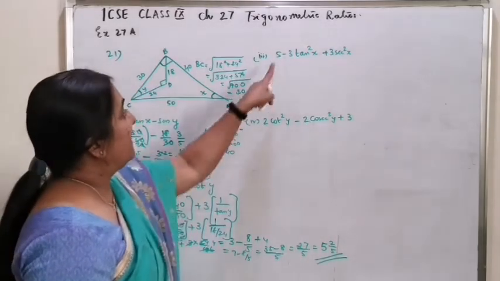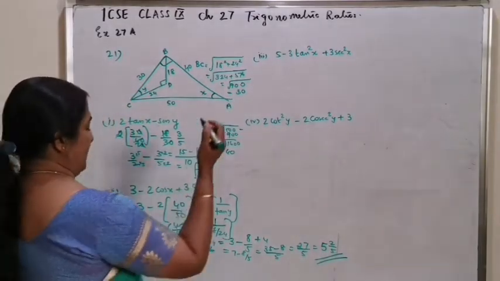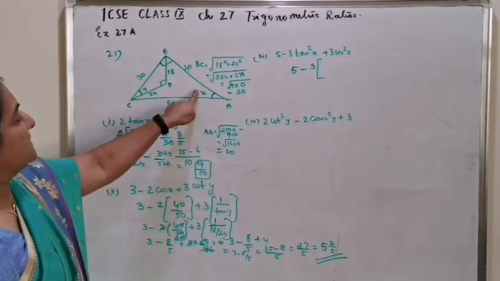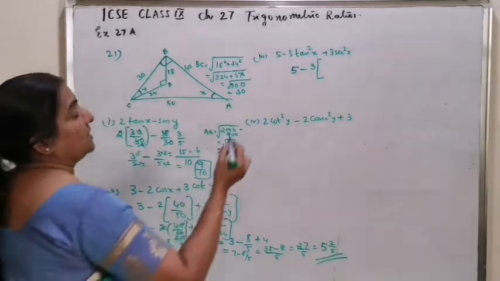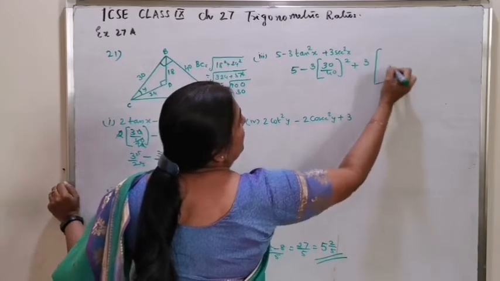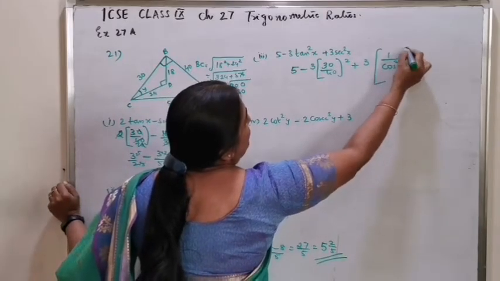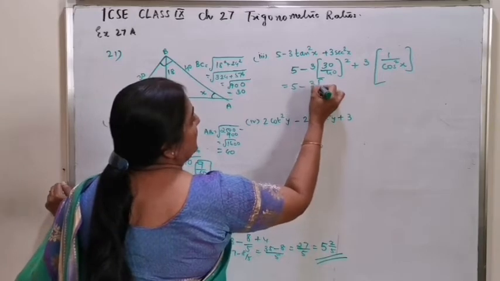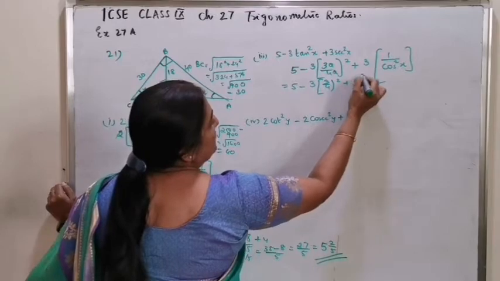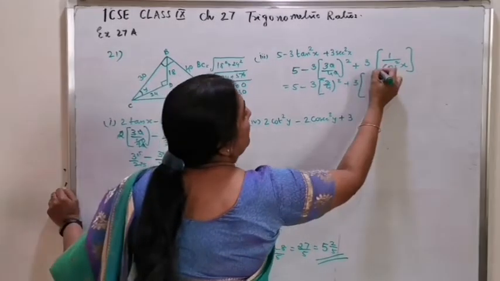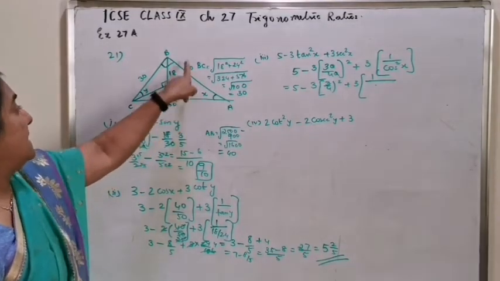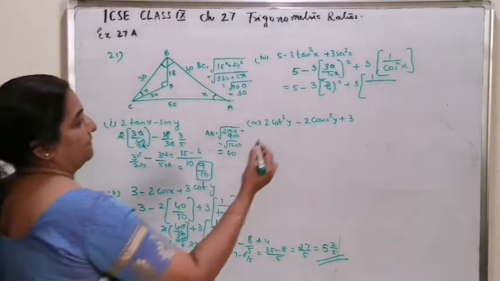The next question, 5 minus 3 tan square x. 5 minus 3 into tan x is 30 by 40. So 30 by 40 the whole square plus 3 into sec square x, which is 1 by cos square x, which is equal to 5 minus 3 into 3 by 4 the whole square plus 3 into 1 by cos x, which is the same as again 40 by 50.